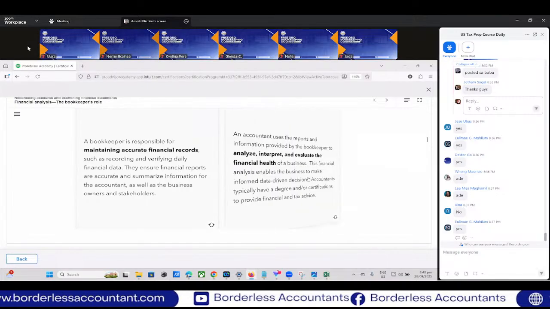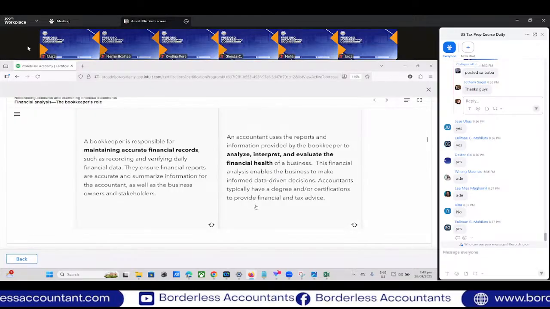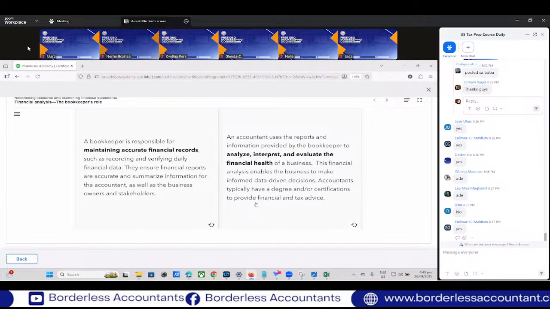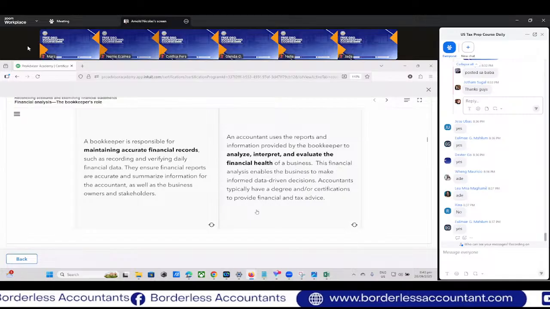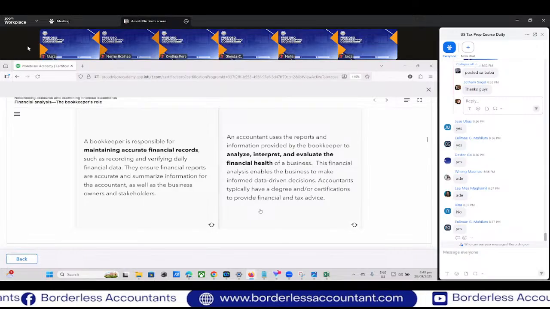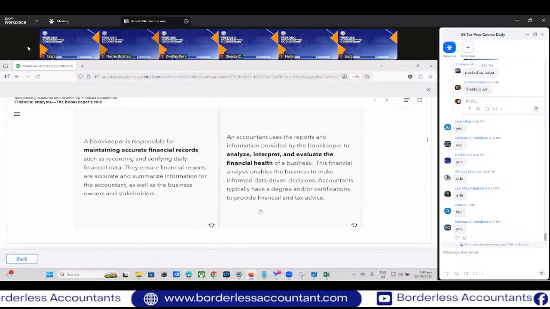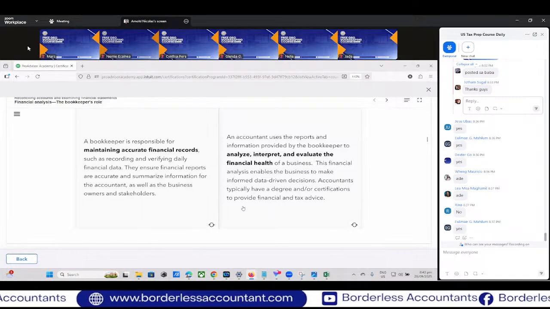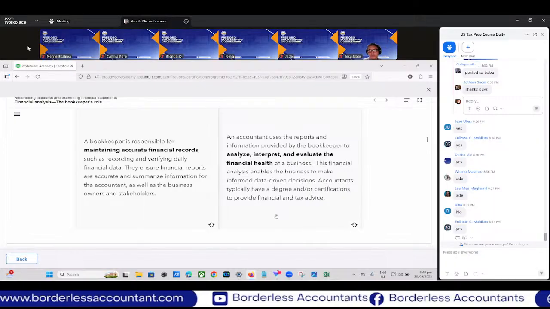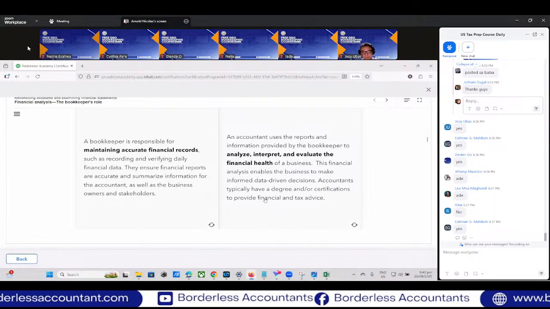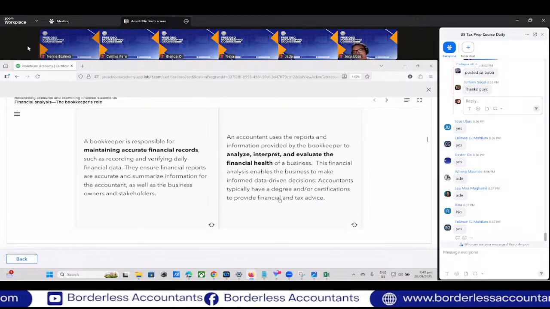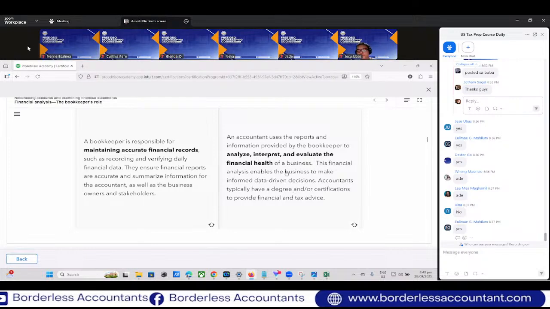Accountant. An accountant uses the reports and information provided by the bookkeeper to analyze, interpret, and evaluate the financial health of a business. This financial analysis enables the business to make informed, data-driven decisions. Accountants typically have a degree and or certifications to provide financial and tax advice. Okay, so important to remember who is doing financial and tax advice. It's the accountant. This one comes out on the test often.